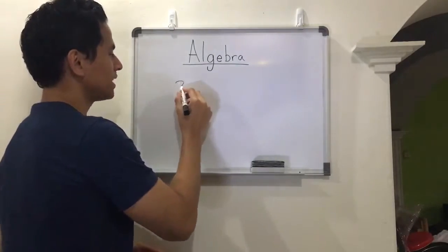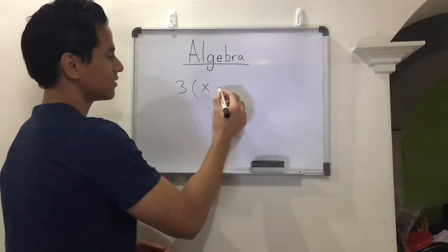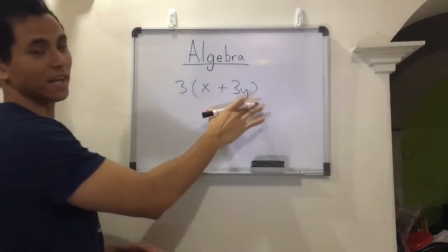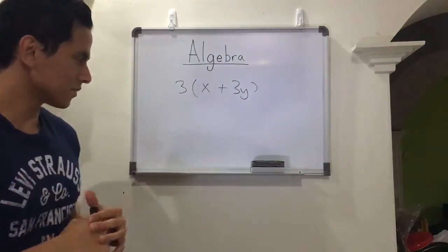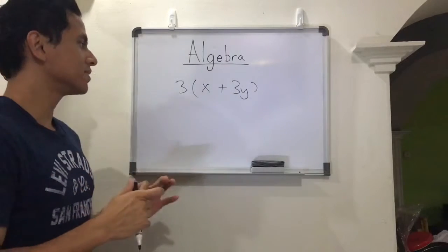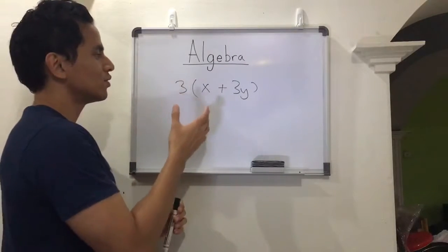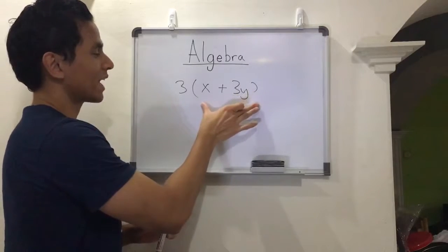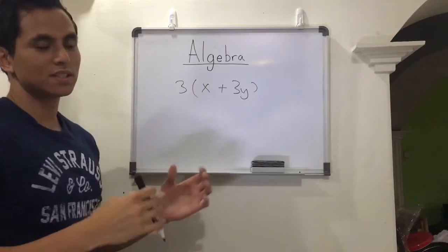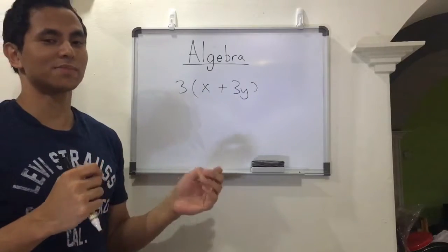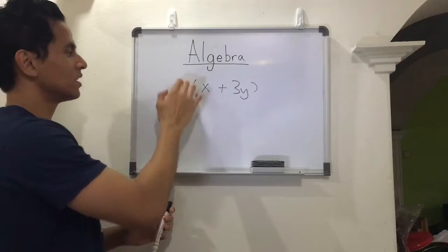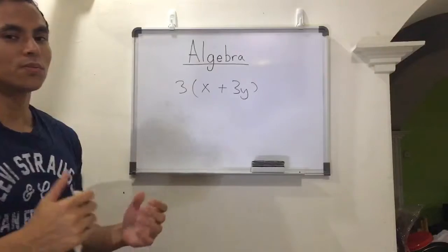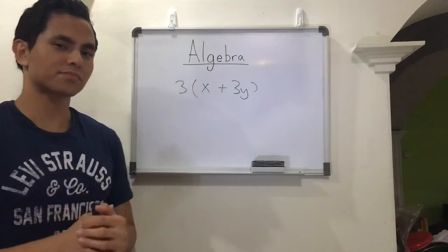So the first example would be 3 opening bracket x plus 3y. So this whole thing is in brackets. Okay, so in algebraic expansion, you'll always have two terms in the bracket multiplied by something. So this is the basic idea of algebraic expansion. In this case, you have a very basic question here. We have a 3 multiplied by the x and a 3y. So how do we go about expanding this?